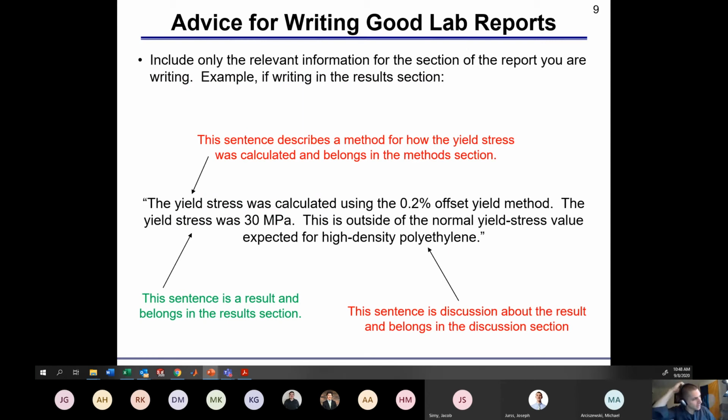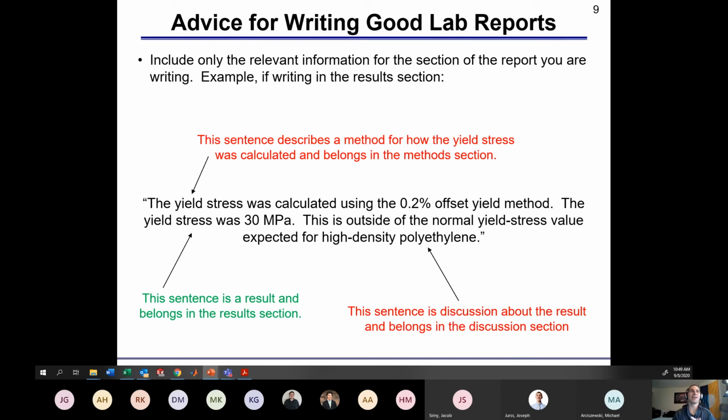A lot of times students, or just people in general, will put information in the wrong location of a report, even though that information is useful and has validity in what they've written. So let's take this phrase here. The yield stress was calculated using the 0.2% offset yield method. The yield stress was 30 MPa. This is outside of the normal yield stress value expected for high density polyethylene.